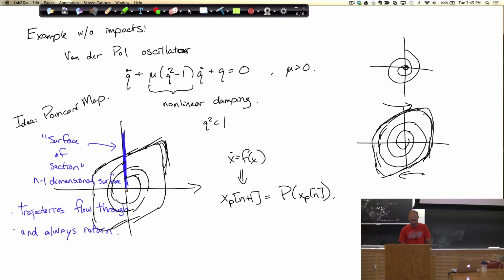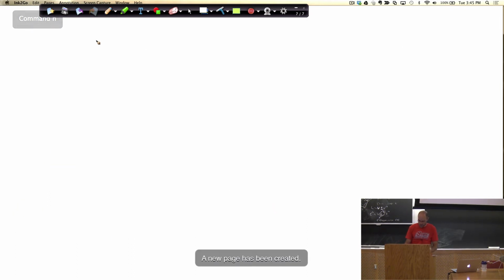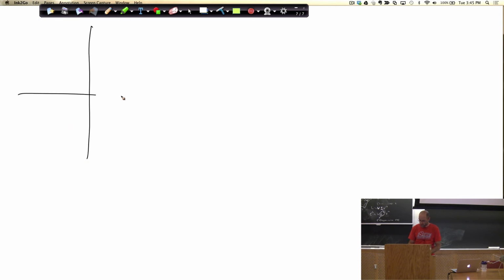If I take my two-dimensional van der Pol oscillator and I draw my surface of section, I end up with an n minus 1 dimensional, so I get a one-dimensional map. And the same way we could draw everything visually with one-dimensional maps in continuous time, we can do everything visually with one-dimensional maps in discrete time. So let's draw the one-dimensional map of the van der Pol oscillator.